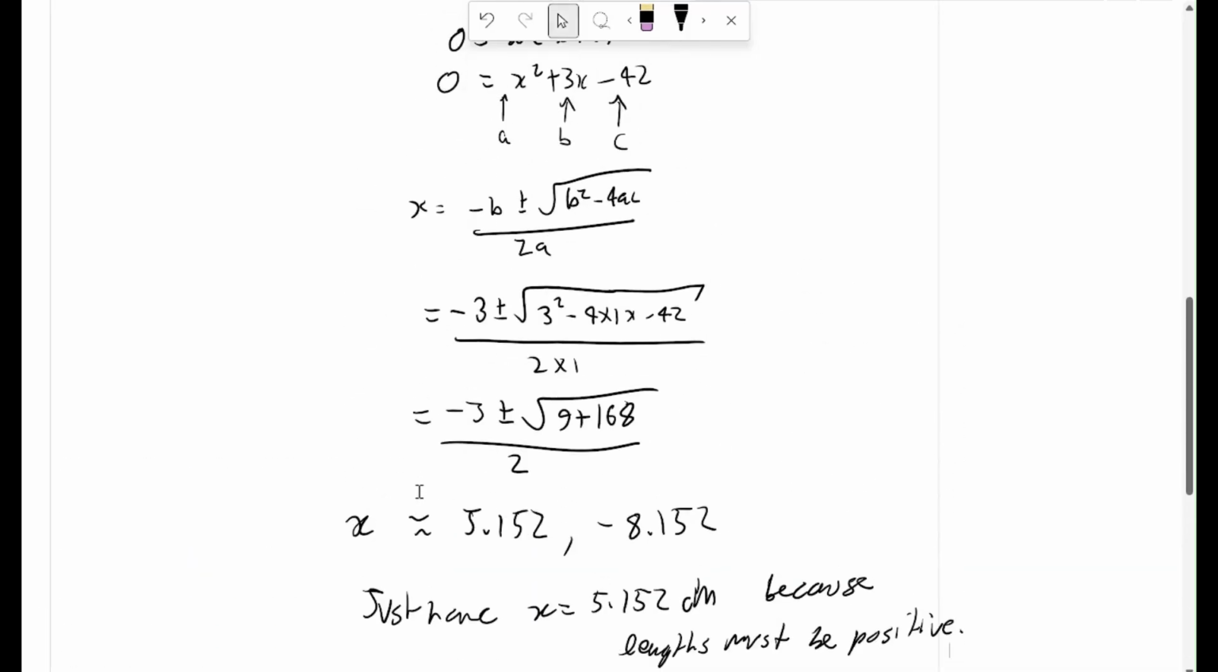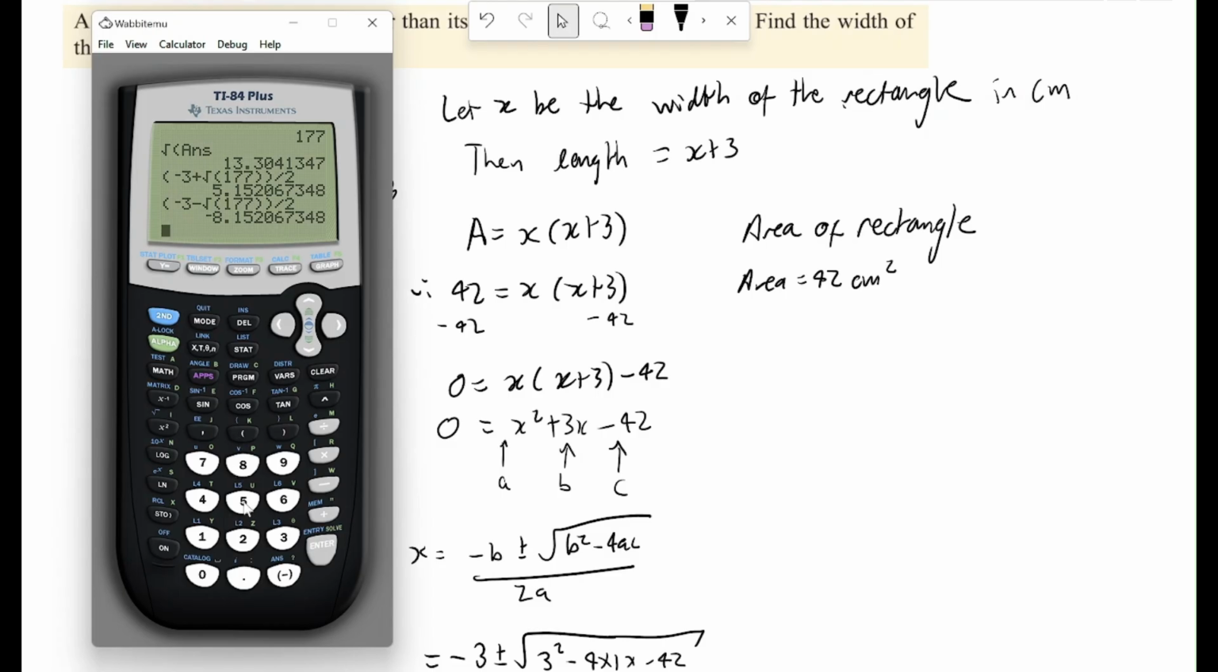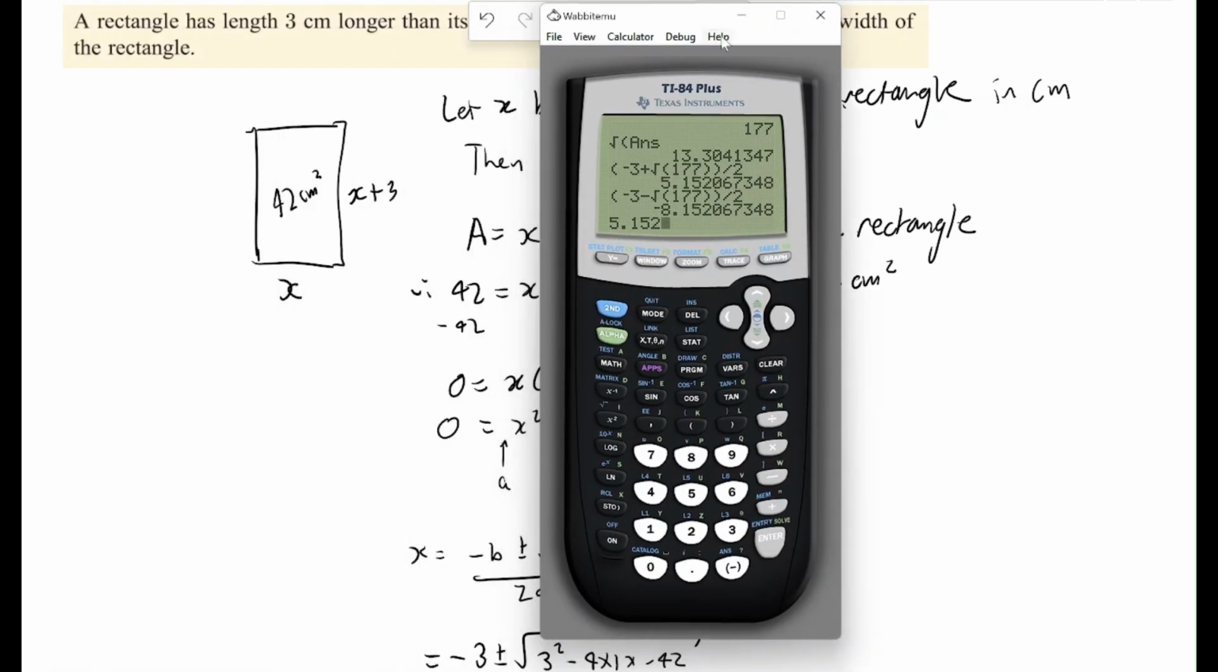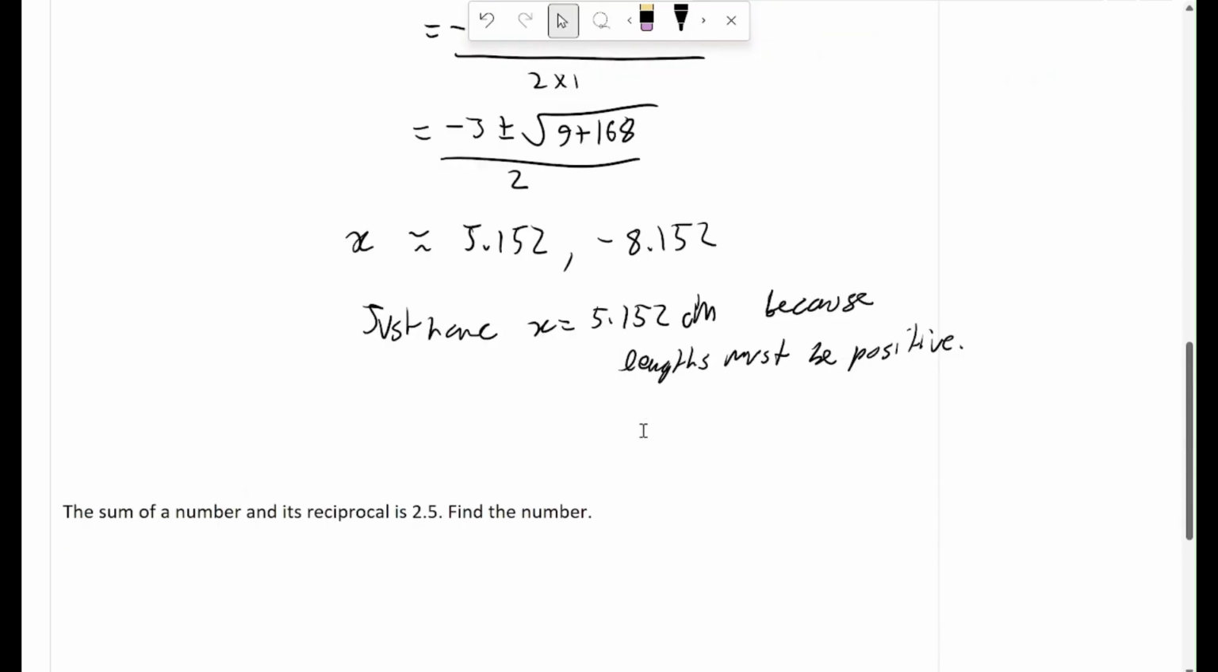All right, so we could check that. 5.152 was the x value that we claimed to have. So that's going to be the width of this rectangle. And then the length is going to be x plus 3, so it's basically going to be 8.152 because it's 3 more. And then if I times them together, I should get about 42, which I do, which is really great. You can also, at the point where you have the quadratic, graph it and find x-intercepts. You will see those two x-intercepts there.